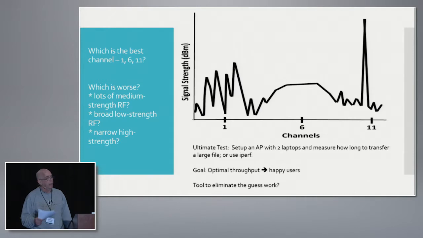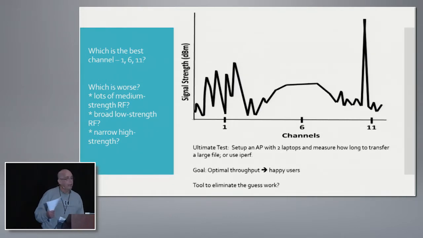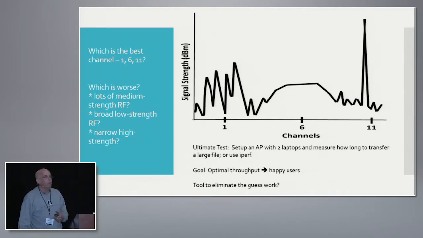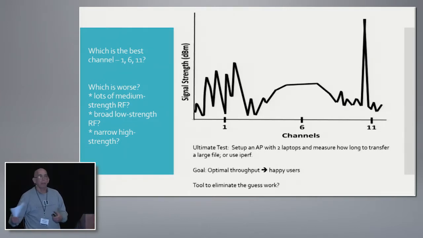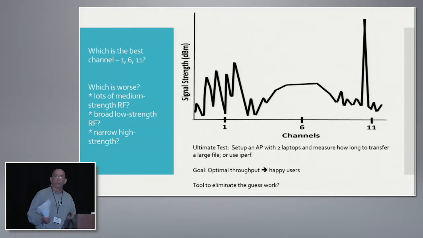This slide is sort of an exaggeration, but I just want to show you that suppose you had a spectrum trace like this, how would you choose what was the best channel? Is it worse to have lots of medium strength interference? Or is it worse to have broad low strength interference? Or is it worse to have a narrow high strength interference? And I would challenge, unless you're intimately familiar with 802.11, there's no way you could figure out what the best channel is here. The only way to test it is to set up an AP with a couple laptops and measure how long it takes to transfer a file from one lab to another, or to use iPerf to actually measure the throughput. So you have to do it empirically.